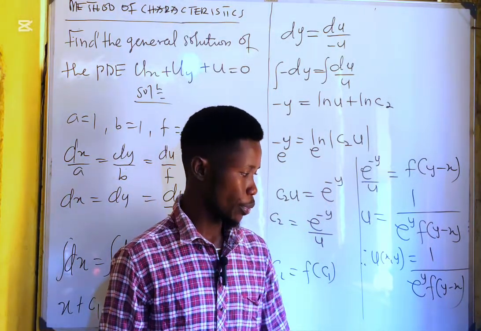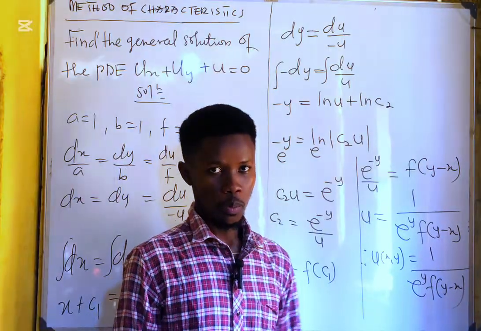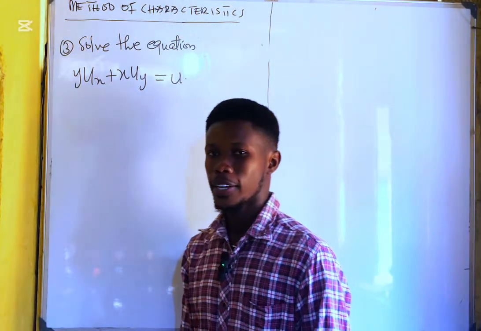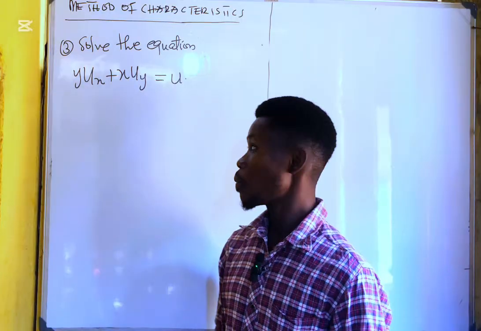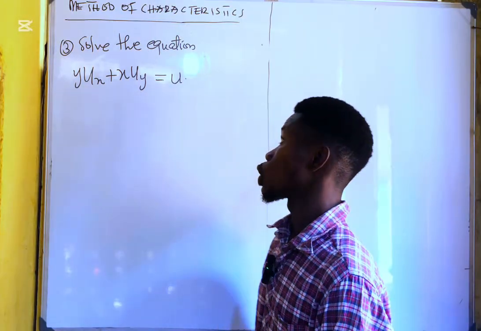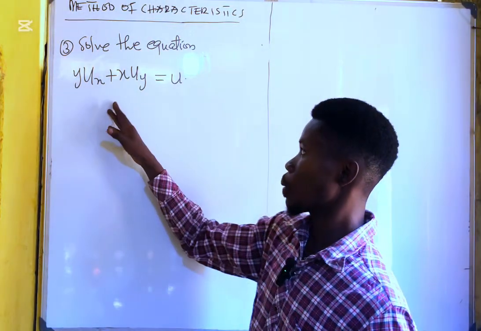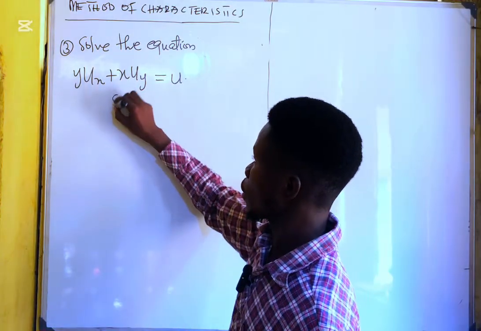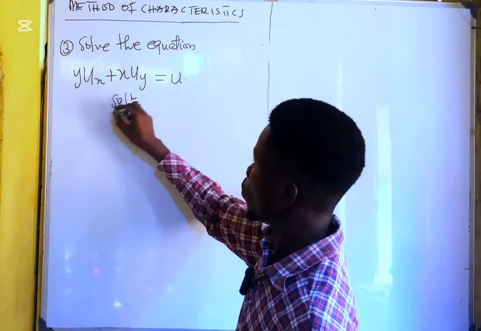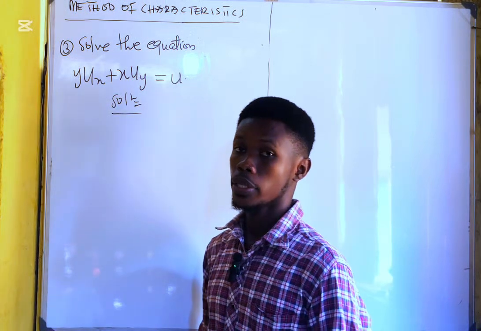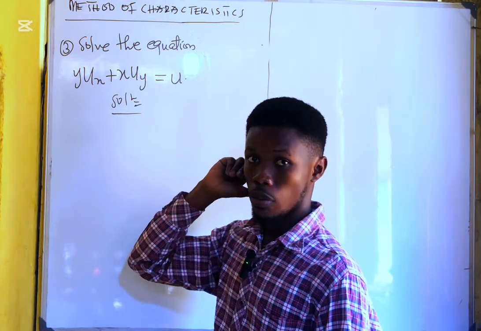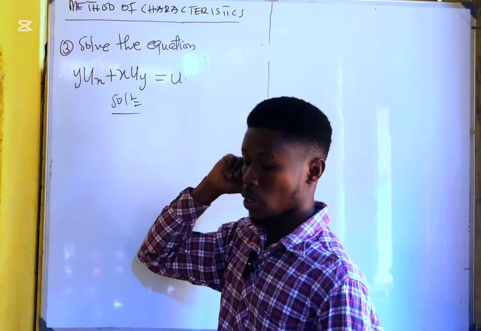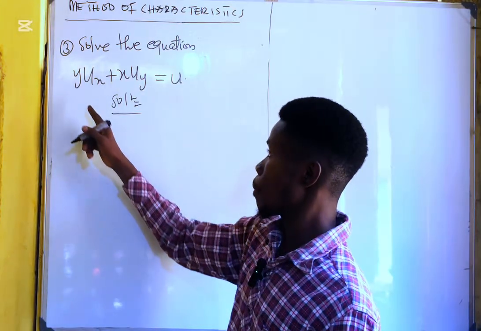Let's look at the last one and we move on. Okay, now let's look at the last one. Under this, you can pause the video and try. Okay, solve the equation y u_x plus x u_y equals u. You are still using the method of characteristics. I'm saying that in the exams you'll be asked to use a particular method. If the question did not ask you to use any method, then use any one of them that you think is okay to you.